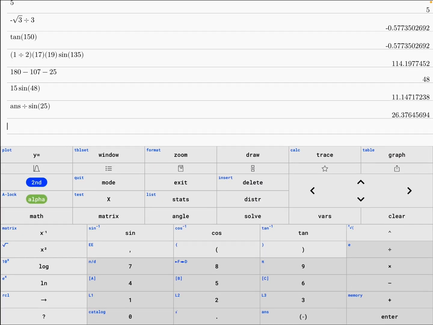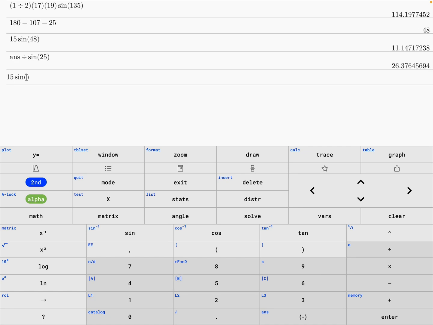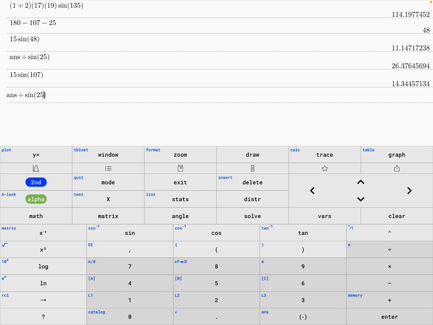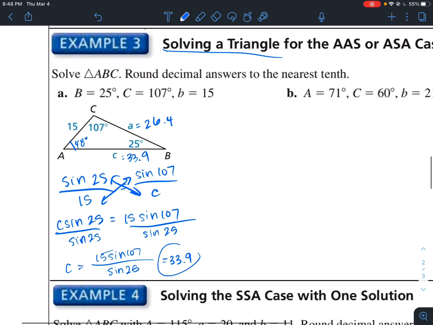So just punch that into your calculator. So 15 sine of 107 divided by sine of 25. So it's 33.9. So C is equal to 33.9. Okay, so the triangle is solved.